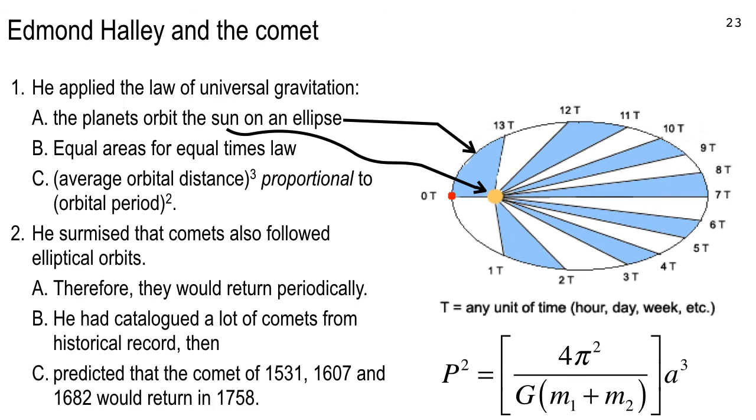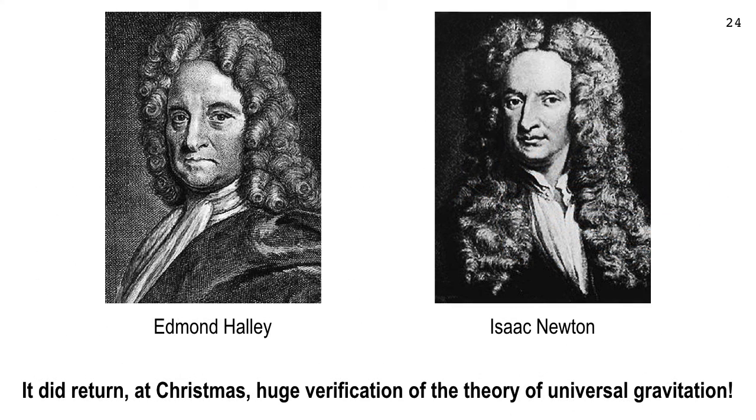So what he did was he looked at the comets of 1531, 1607, and 1682, and he said, that's one comet, and it's going to come back late in the year 1758. And by God, he was right. Christmas 1758. He was dead by then, as was Sir Isaac Newton. But yep, it came back. And it completely verified Newton's law of universal gravitation.